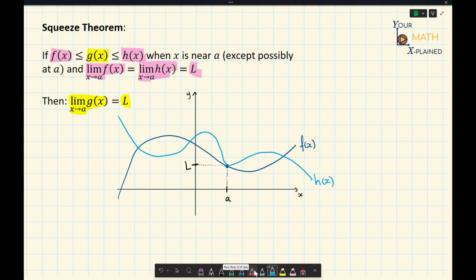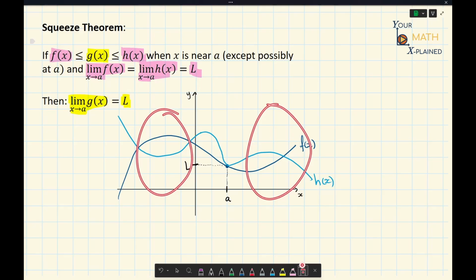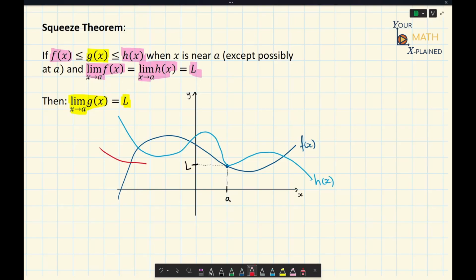Now our main function, g of x, must be in between f and h when x is near a. So that tells us that the behavior here or here doesn't really matter. All we care about is the behavior as x approaches a. g of x must be in between f and h. So that means we can draw g of x so that it looks something like this.